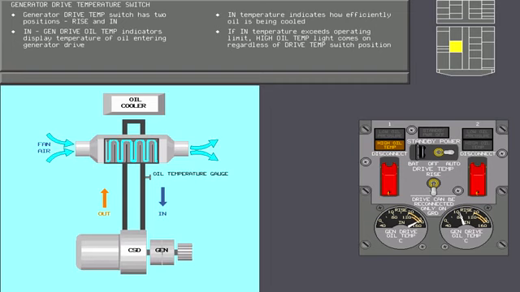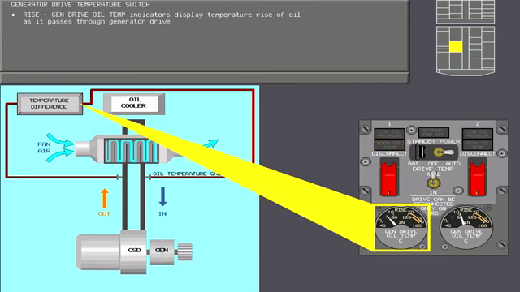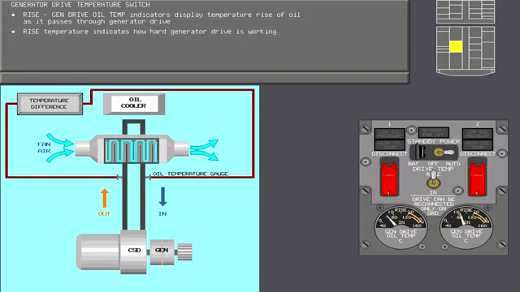Now touch the drive temperature switch to position it to rise. When the drive temperature switch is in the rise position, both generator drive oil temperature indicators display the rise in temperature of the oil as it passes through the generator drive. The rise temperature is an indication of how hard the generator drive is working. A higher than normal rise temperature indicates either an excessive generator power load or the poor condition of the generator drive.